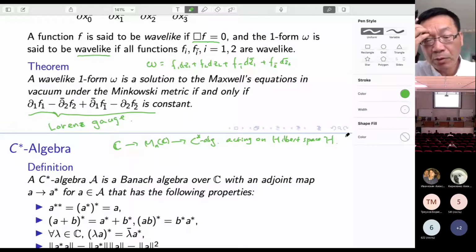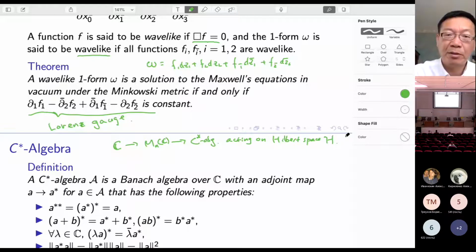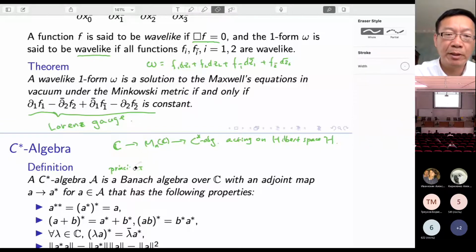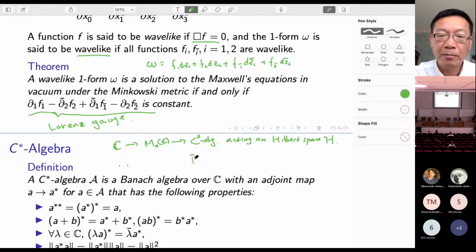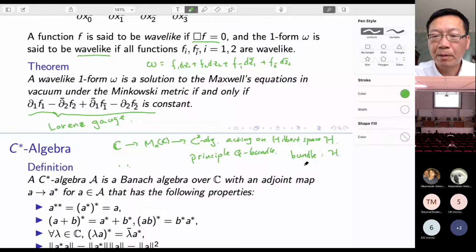Okay. Now, in a classical setting, when we are talking about Yang-Mills equations, we always use the so-called principal G-bundle. Now here, what is the G? What is the bundle? I want to make that clear before I start. Here the bundle is H, and the group G is the set of invertible operators on H. Okay.